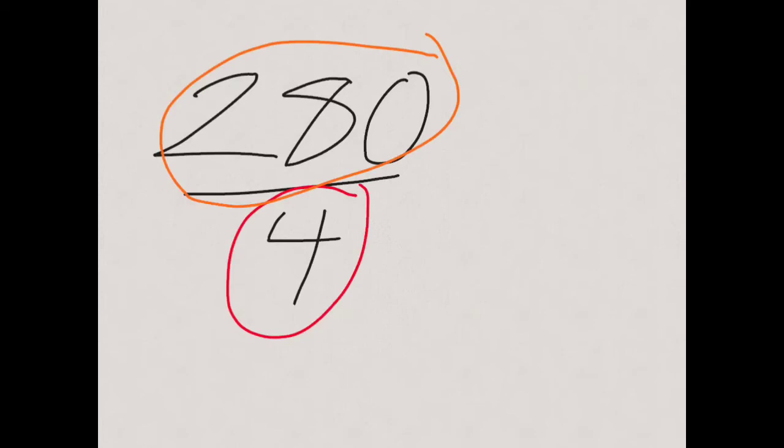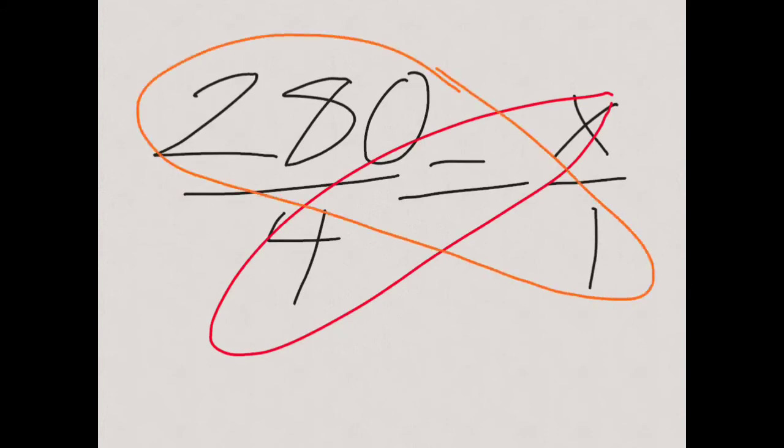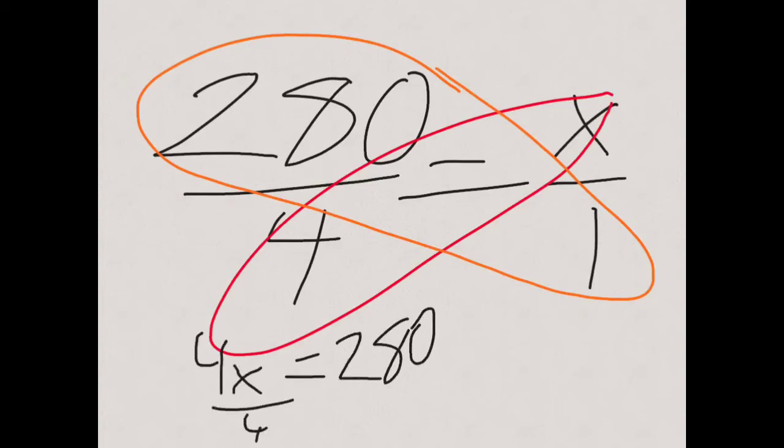So we need to find the unit rate. We need to figure out how much does he type in 1 minute. I don't know how much this is. Now, of course we can go to this and say, okay, let's cross multiply, let's do our shortcut. This would be 4x equals 280, and then we divide by 4. For some people that's a lot easier.